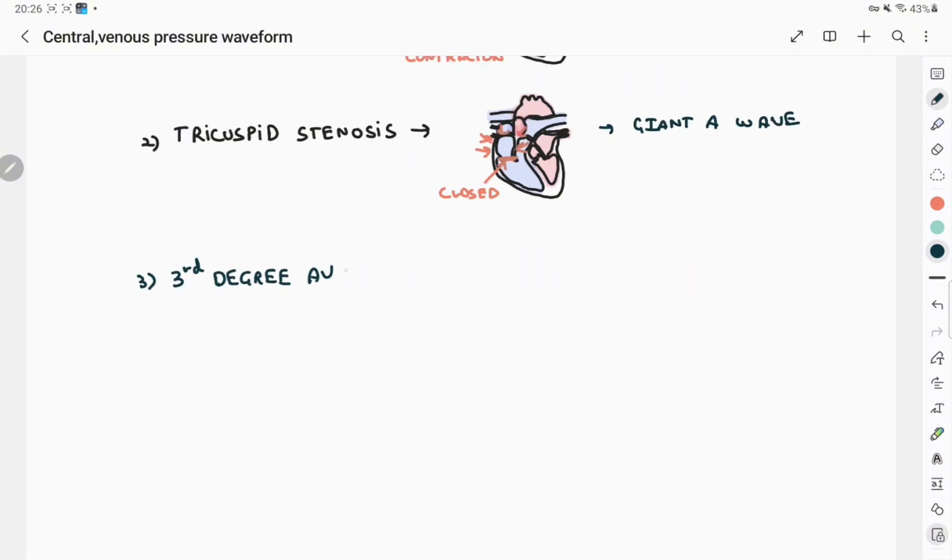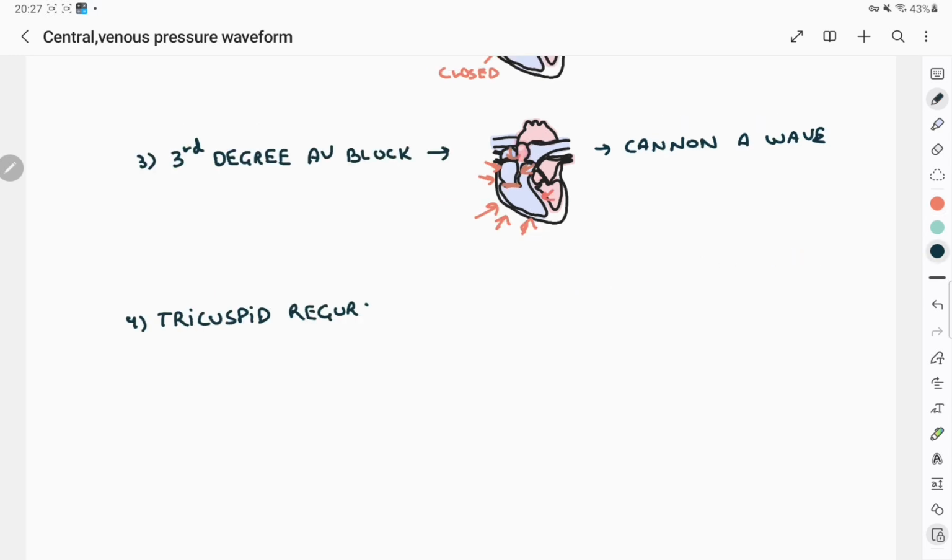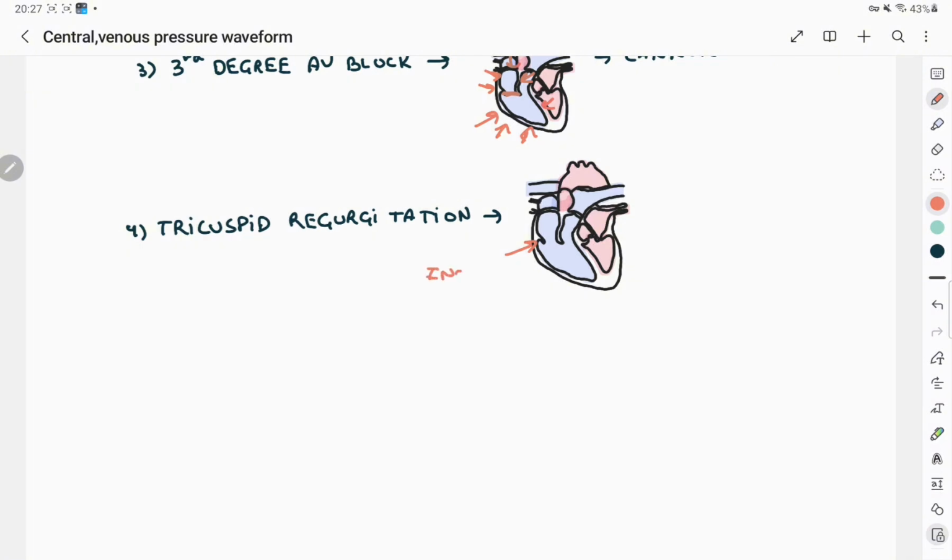In third degree AV block, the atria and ventricle contract at the same time, causing a cannon A wave. And in tricuspid regurgitation, because the tricuspid valve is incompetent, blood flows from ventricle to atria during the ventricle contraction, and this causes a giant V wave, which is a classic sign of tricuspid regurgitation.